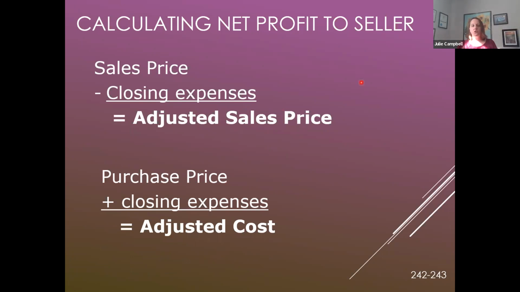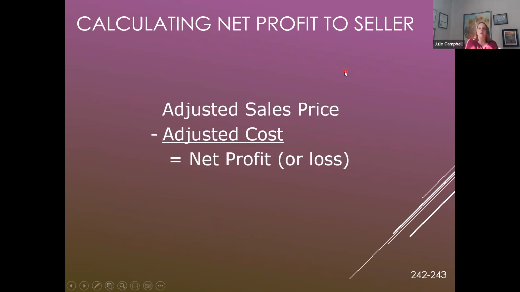Here we go. So what was their purchase price whenever they bought it? And what did they add to it? Their added closing expenses, again, when they bought it. So adjusted sales price, looking at what we're selling it for today. Adjusted cost, what did we pay for it back in the day? When I look at the difference between the two, I help the seller determine their net profit or their loss.